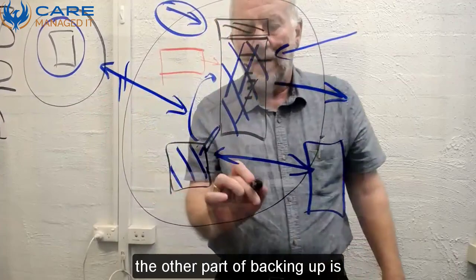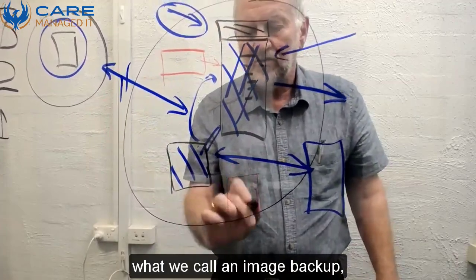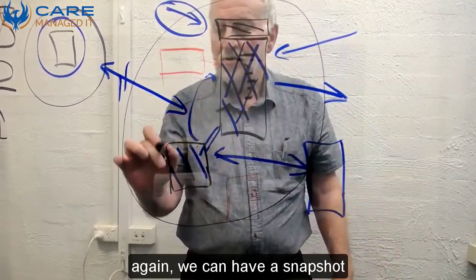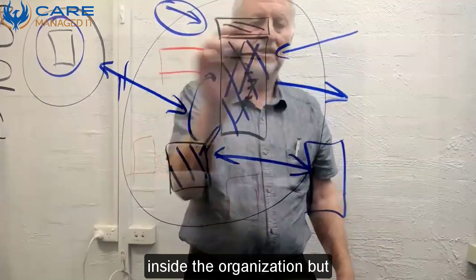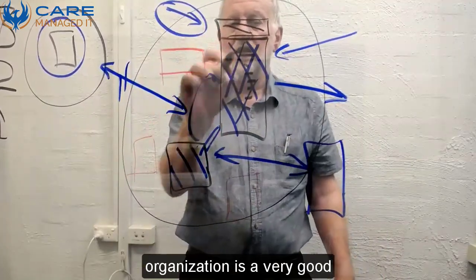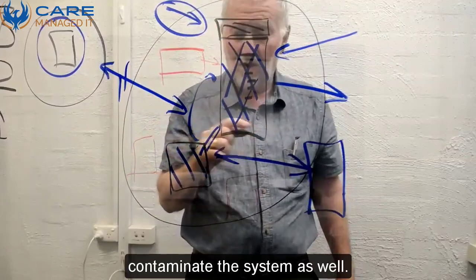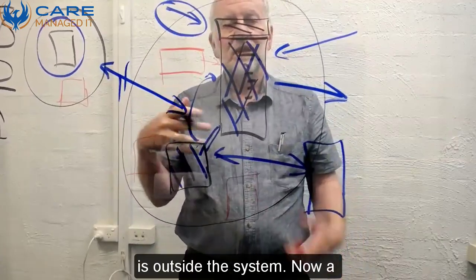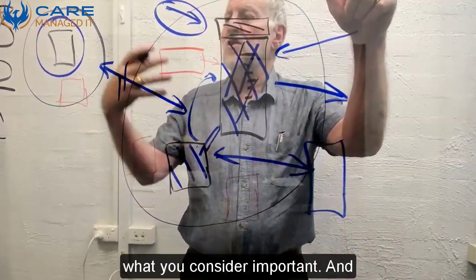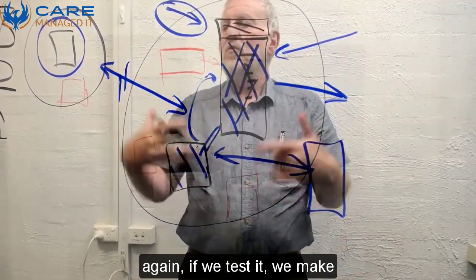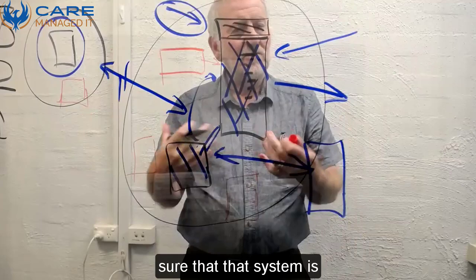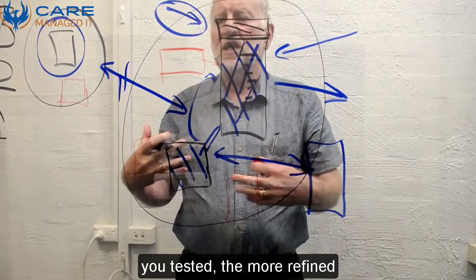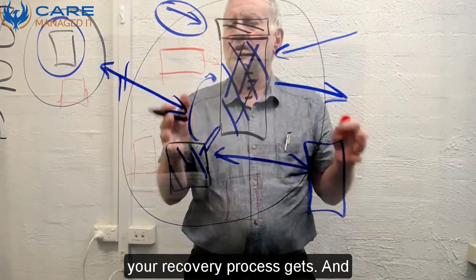Now, the other part of backing up is what we call an image backup, which is literally a snapshot of what's going on in your production environment. Now, again, we can have a snapshot inside the organization, but because it's inside the organization, there's a very good chance that cryptovirus will contaminate the system as well. Or we can have a snapshot that is outside the system. Now, a snapshot is a virtual image of what you consider important. And again, if we test it, we make sure that that system is actually going to do what it's supposed to do. The more times you test it, the more refined your recovery process gets.